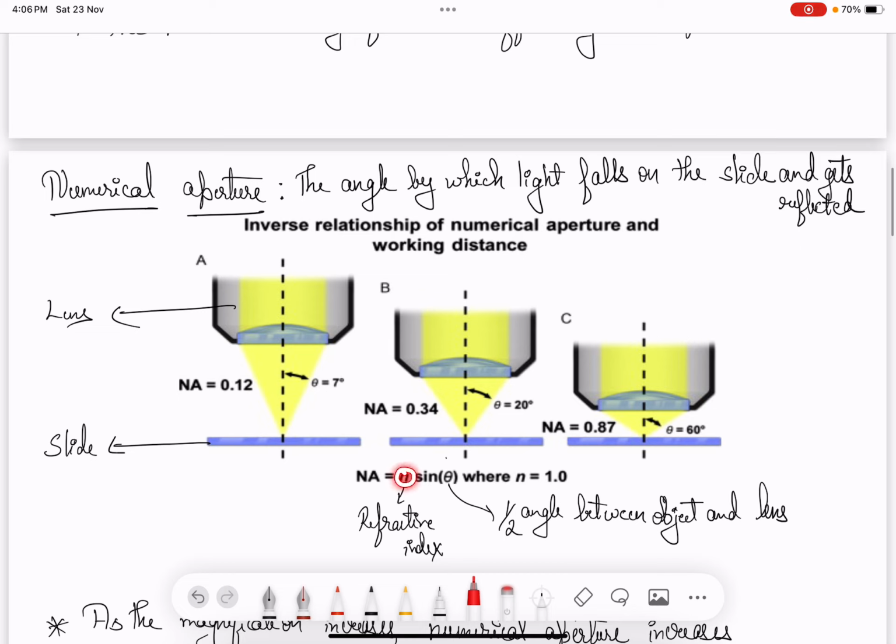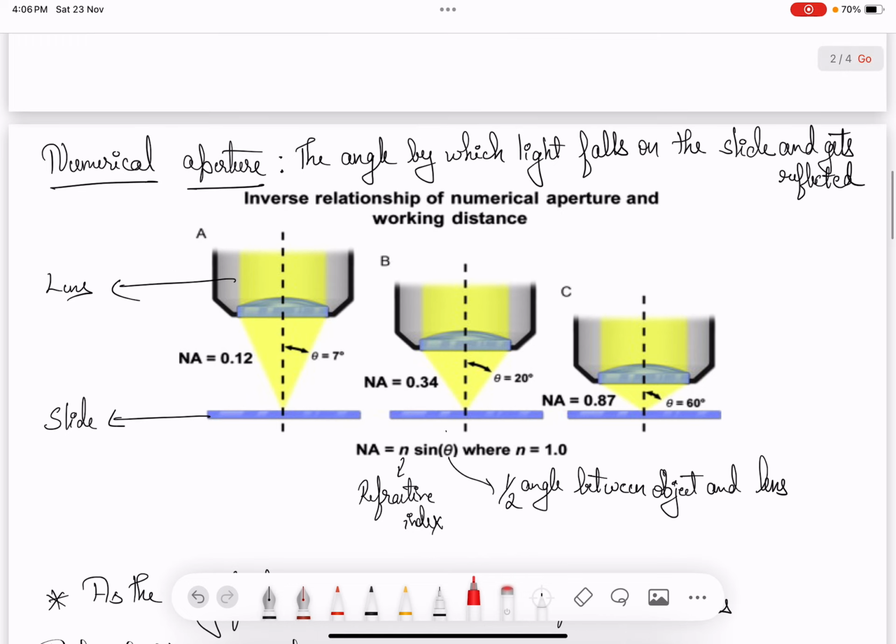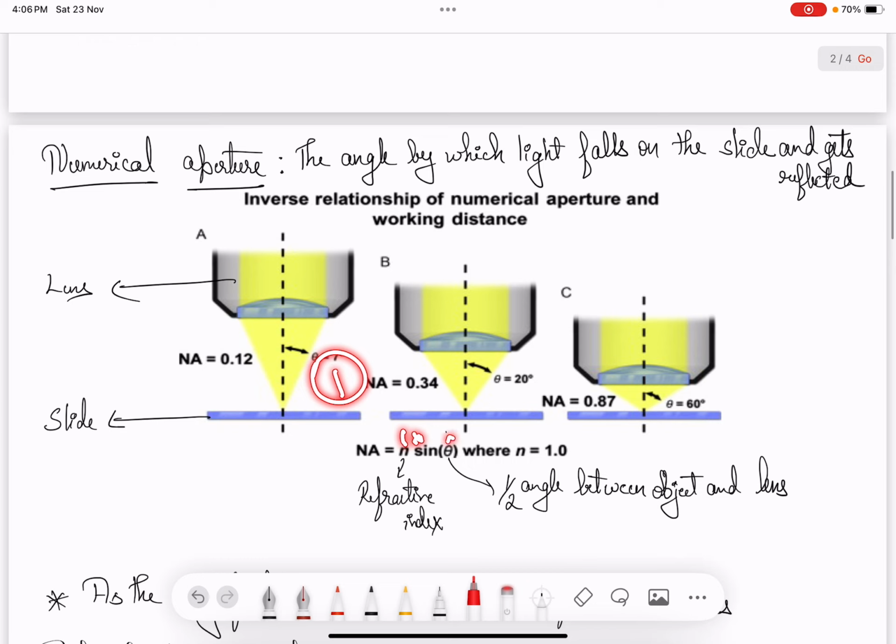What is n? See, you have the formula here. N is nothing but the refractive index. Then what is theta? Theta is the half angle between the object and the lens. So this small angle what you see is called theta. So you calculate by the angle and the refractive index. Normally if it is air, the refractive index is 1, so you put 1 into sine theta, or if it is oil, 1.5 into sine theta.